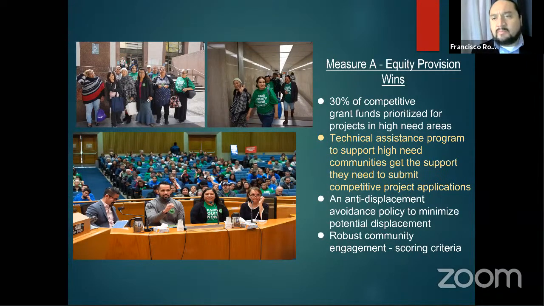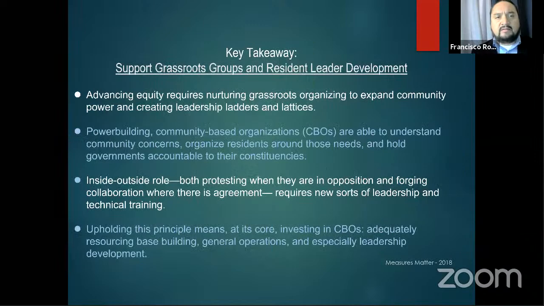And here are some of the equity provisions that we were able to achieve and win through one of the campaigns that we did as the Park Equity Alliance. Briefly, it's the 30% carve-out of the funding going to parks, a technical assistance program, an anti-displacement avoidance policy framework, and robust engagement scoring criteria for the funding and the applicants that are going to develop parks in our community. Next slide, please.